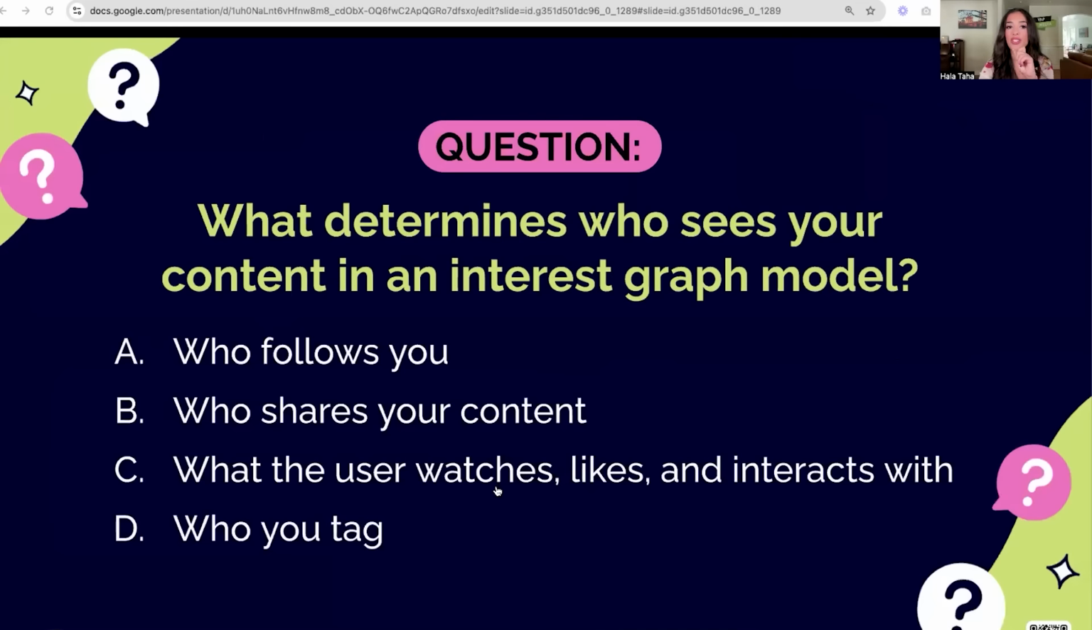What determines who sees your content in an interest graph model? A, who follows you. B, who shares your content. C, what the user watches, likes, and interacts with. And D, who you tag.